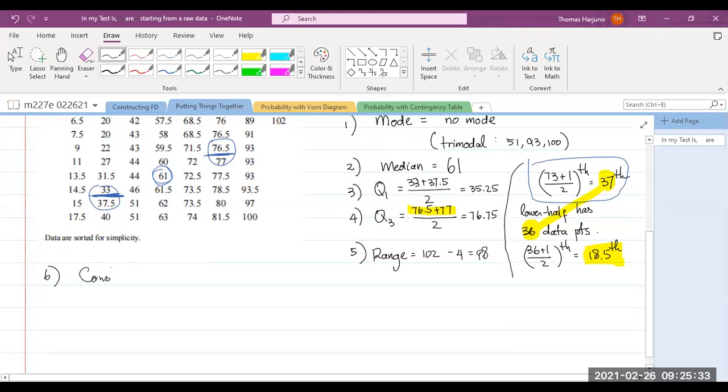Construct a frequency distribution. Earlier using this data, we constructed one with 5 classes. Let's say this time construct a frequency distribution with 4 classes.